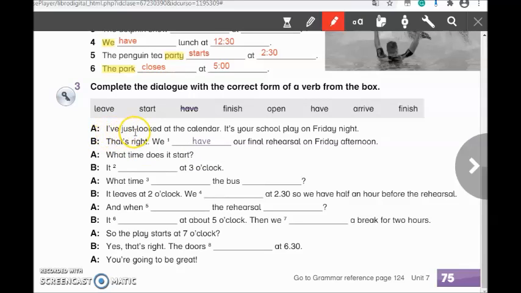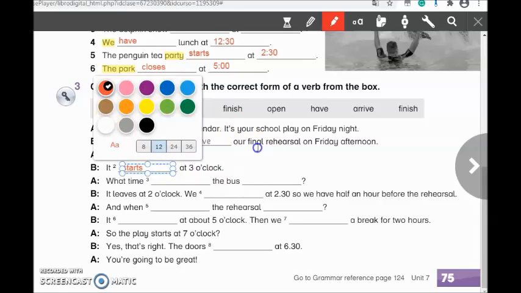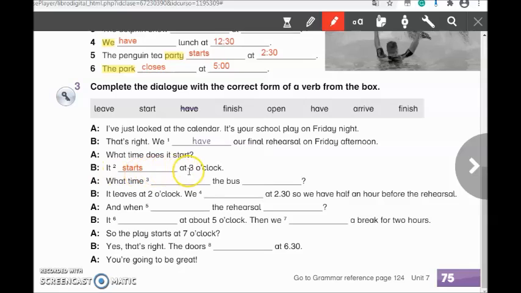For example, let's read the first example. A. I have just looked at the calendar. It is your school play on Friday night. That's right. We have our final rehearsal on Friday afternoon. A. What time does it start? Here we have the answer at 3 o'clock. Excellent, girls. The correct verb is starts. It starts at 3 o'clock. And notice here we put s to the verb because the subject here is singular. It.